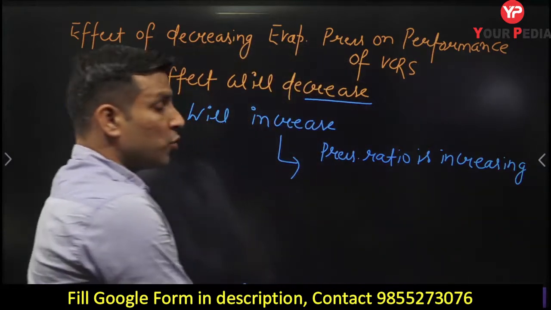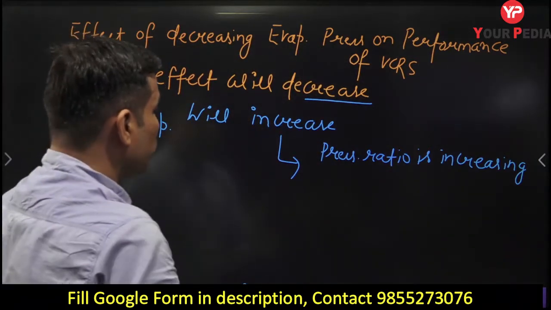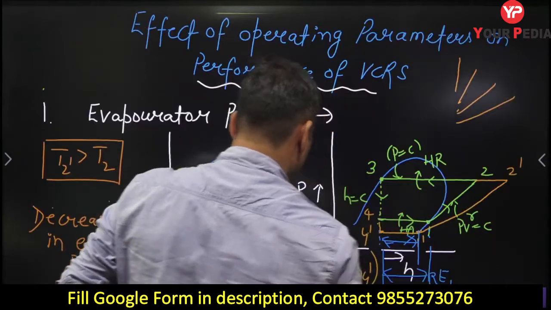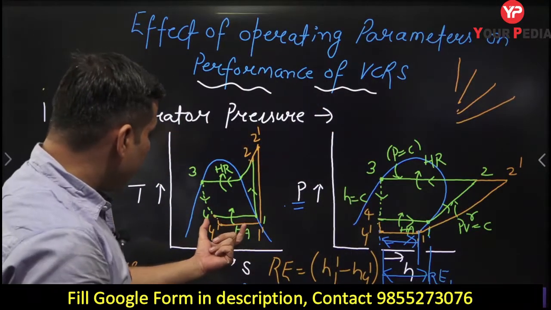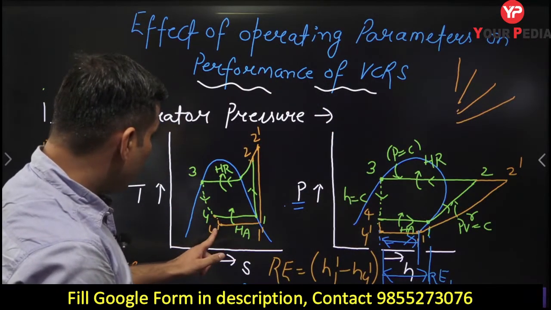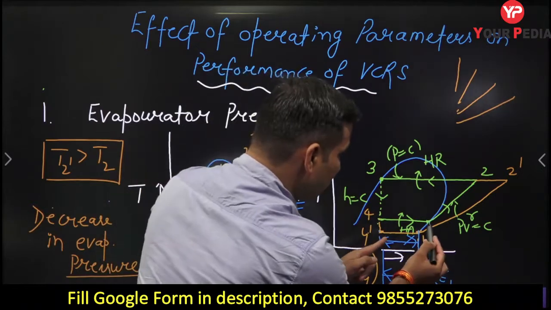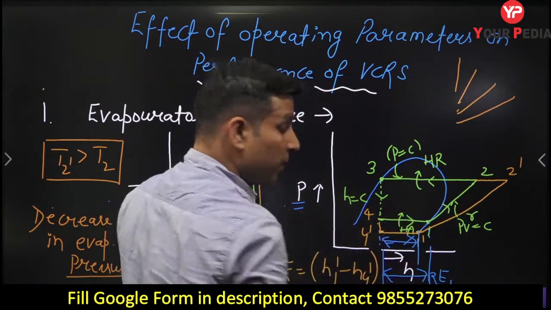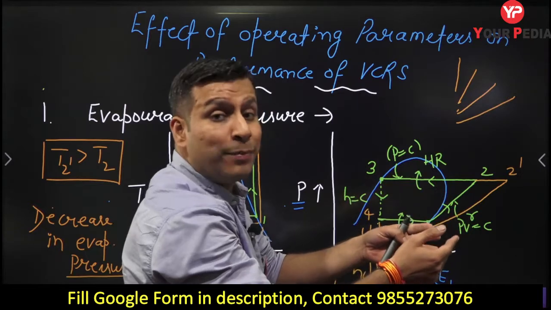Okay. What is your pressure ratio doing? It is increasing. Okay. Second, when the compressor, like here, if you will observe this particular case, this is the work like H2 minus H1. This is the compressor work input.